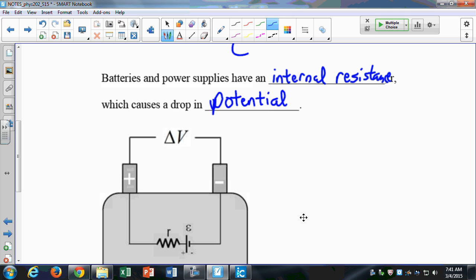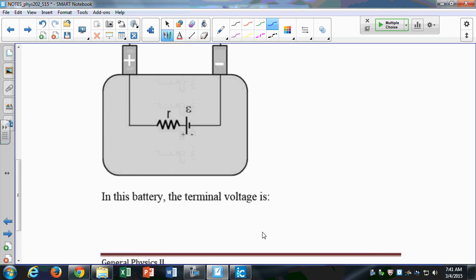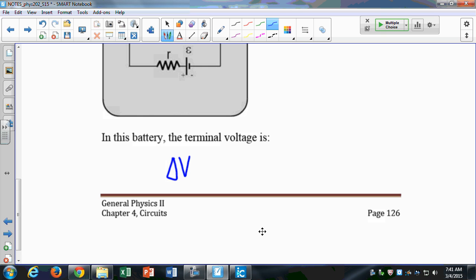And you can think of it as stealing away a portion of the battery's power, or a portion of the battery's voltage. So if we think of this as a battery, we can think of it as an ideal source of EMF plus some internal resistance. And the terminal voltage, that is the voltage that we measure across the leads of that battery, is equal to this. That terminal voltage, I'll call it delta V, is equal to the ideal EMF minus the drop in potential across that internal resistor.